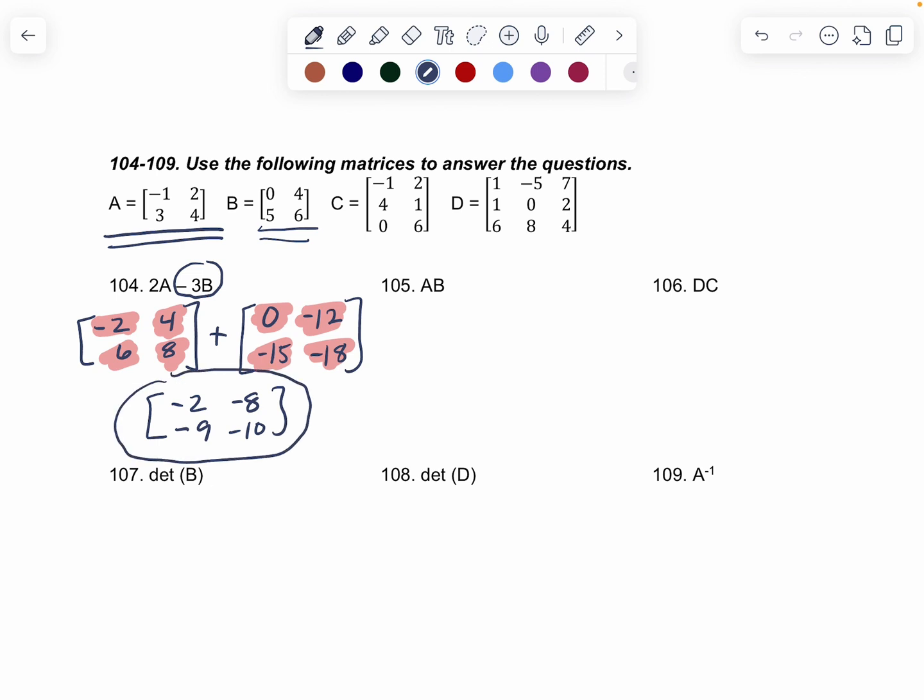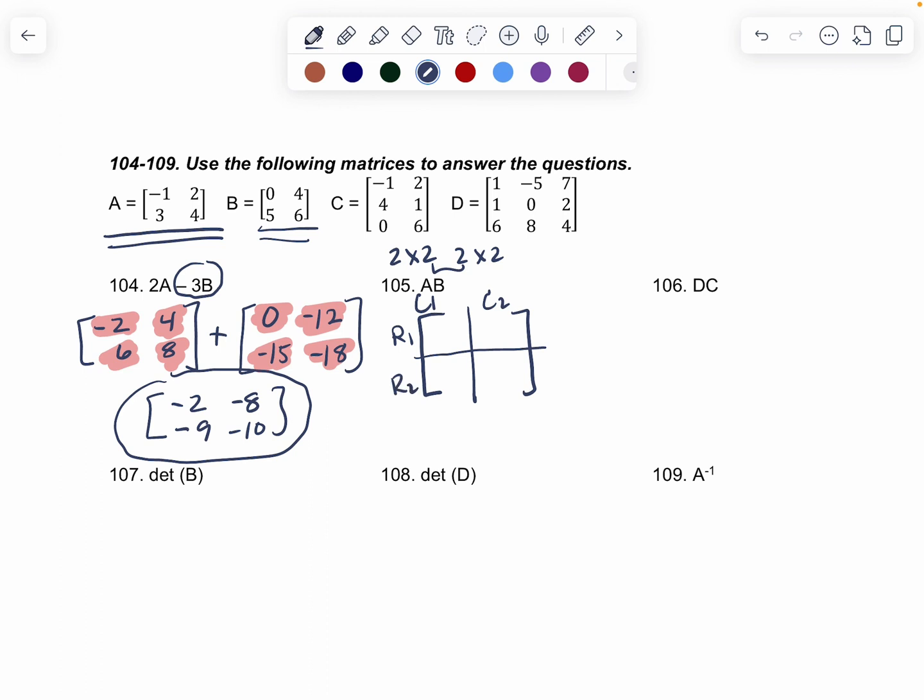Now number 105, you're multiplying, so you need to make sure the dimensions work. The dimension of A is 2 by 2. The dimension of B is also 2 by 2. So that means the inside dimensions are the same, you can go ahead and multiply, and your final answer is going to be a 2 by 2. So let's go ahead and draw a 2 by 2. You have row 1, column 2, row 2.